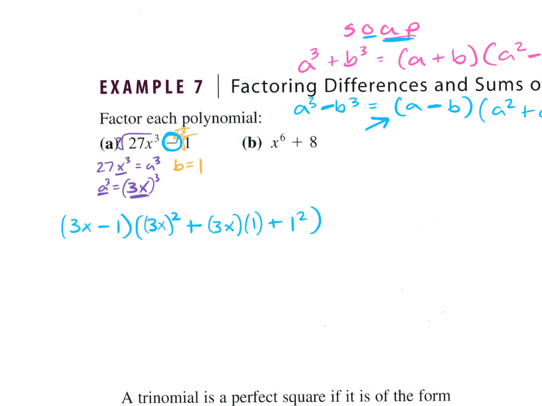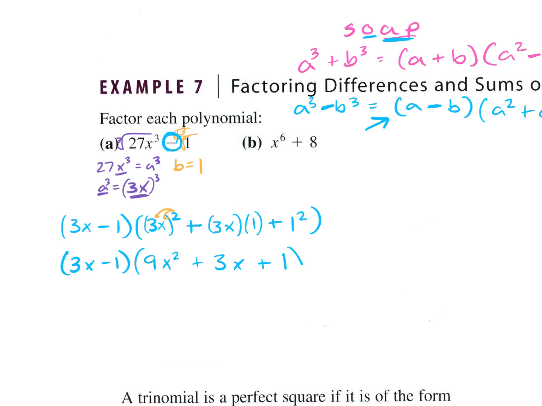So now we just need to do a little bit more simplifying. We have 3x minus 1. We have to be careful here because it's not just the x that's squared. We have to distribute the squared to both the 3 and the x. So this would be 9x squared plus 3x times 1 is 3x.